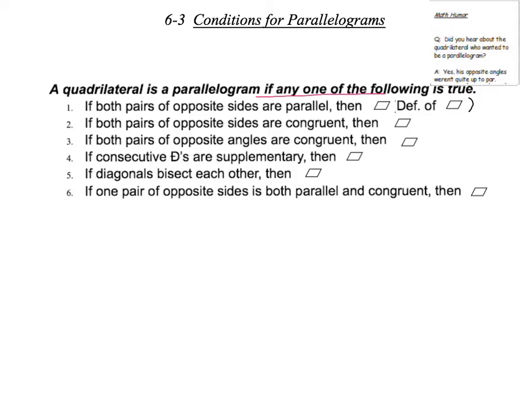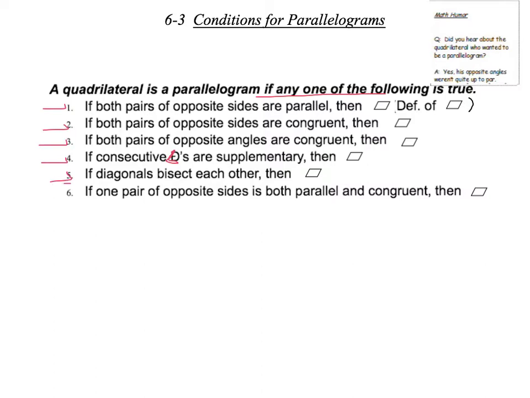So if you have both pairs of opposite sides parallel, that's going to be a parallelogram. If opposite sides are congruent, it's going to be a parallelogram. If opposite angles are congruent, a parallelogram. Remember, this is angles, you guys. If consecutive angles are supplementary, parallelogram. If diagonals bisect each other, parallelogram. So all of these were our properties. So if you see these in a picture, you can guarantee that this is going to be a parallelogram.